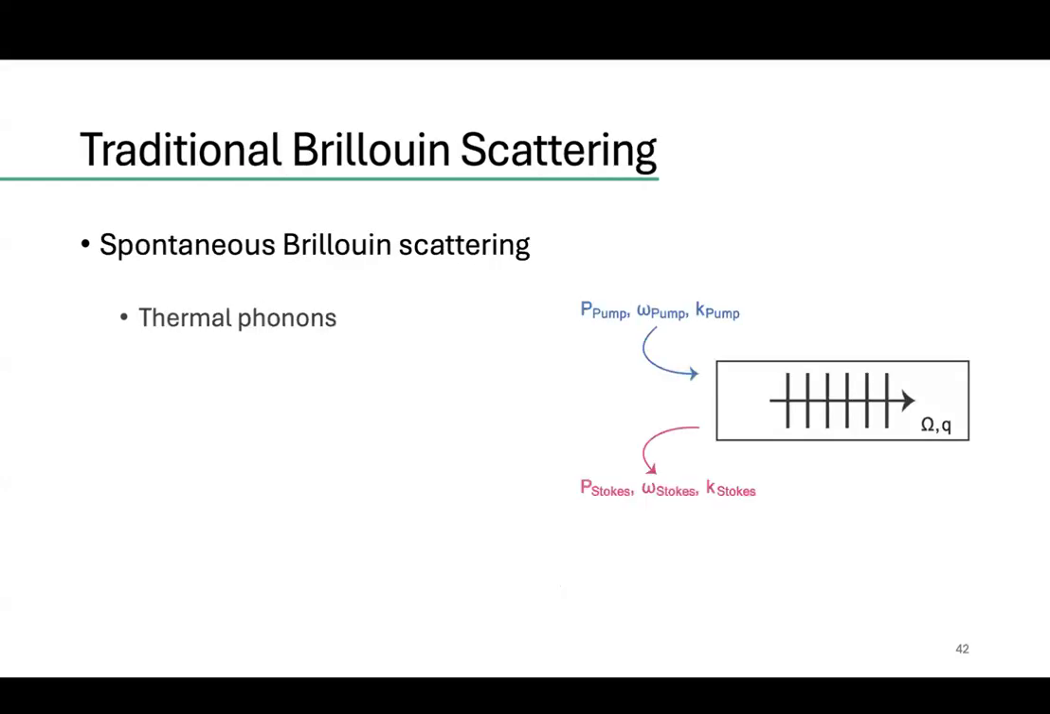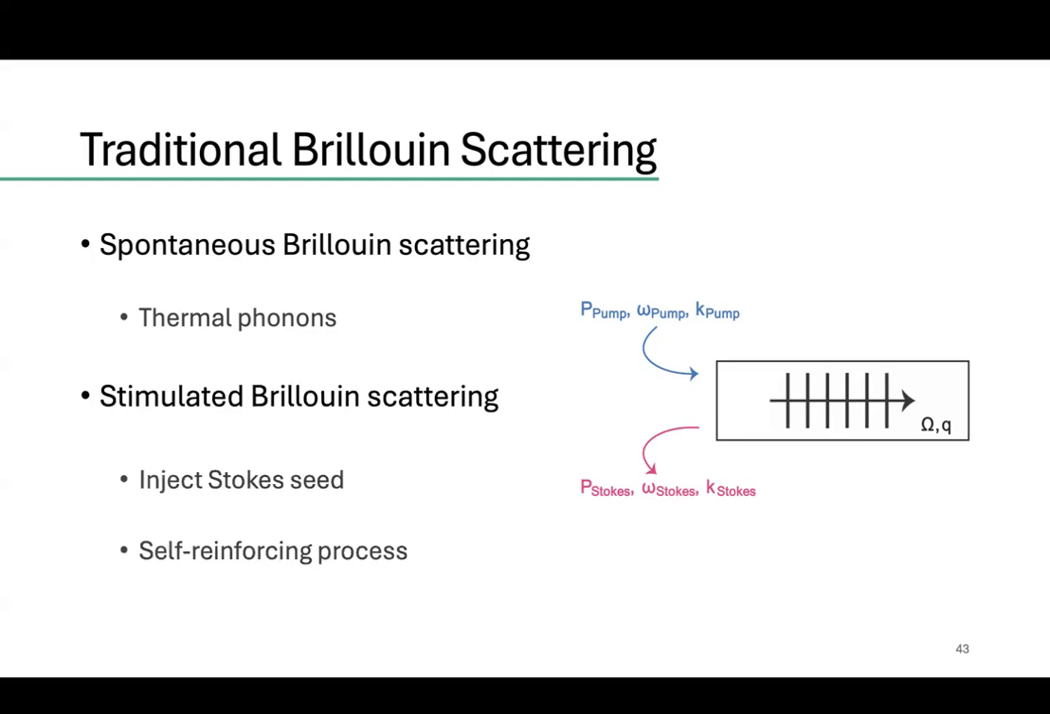Now, traditional Brillouin scattering comes in a couple of different flavors. Spontaneous Brillouin scattering interacts with the natural thermal fluctuations of a material. This is the process that we were employing for the laser cooling. We came upon a material at its natural temperature, and we were not amplifying anything. Instead, we were using spontaneous Brillouin scattering, the cooling sideband of a process, to cool. And this is based off of the thermal phonons within a material.